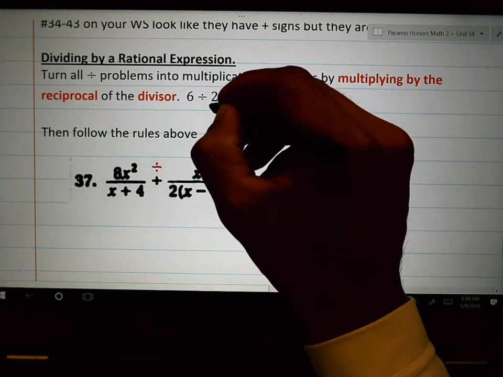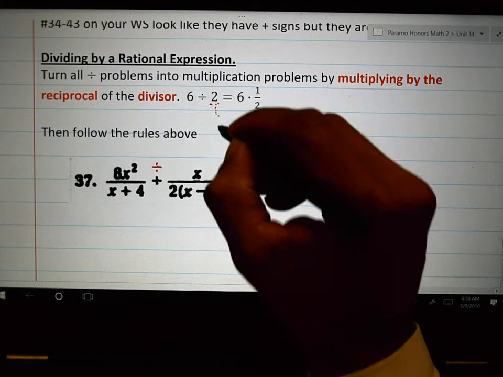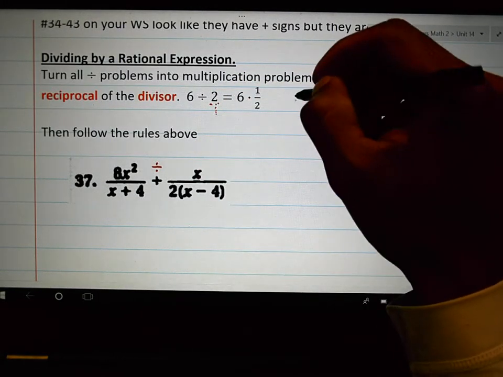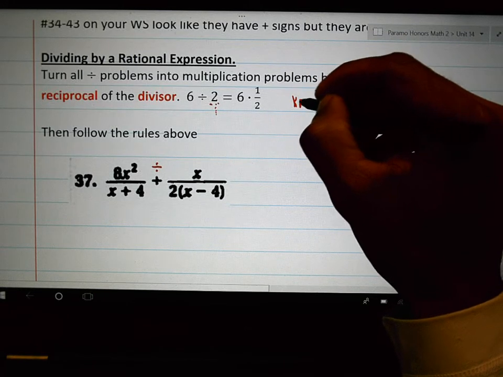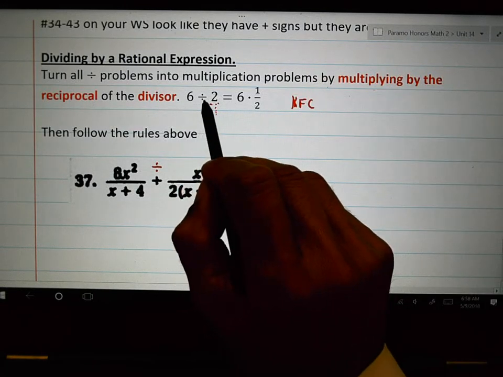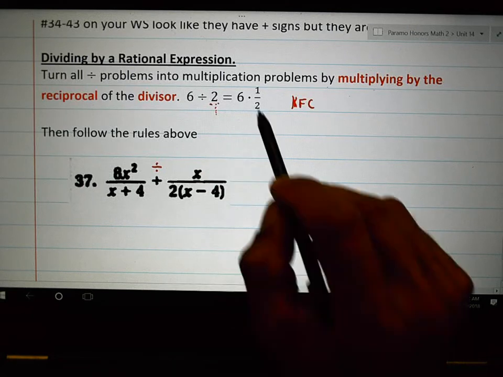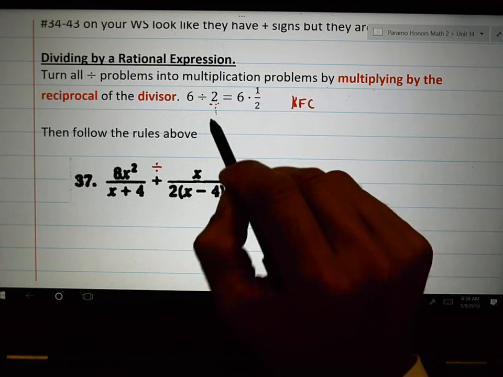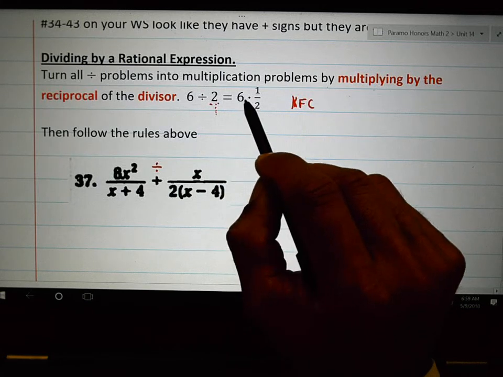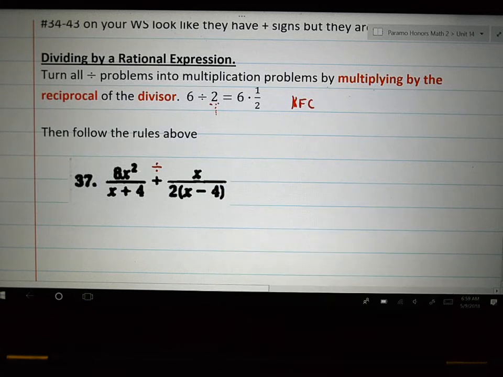By the way, there was an old math teacher who used to teach here, and he teaches in Sanger now, but he used to call this KFC. Keep, flip, change. So he would keep it, flip this one, and change it from a division sign to a multiplication sign. But he also liked chicken, so there you go. I don't know if that will help you to remember what you're doing when you divide, but he always said KFC, and it makes me think of the Colonel, Colonel Sanders. There you go.